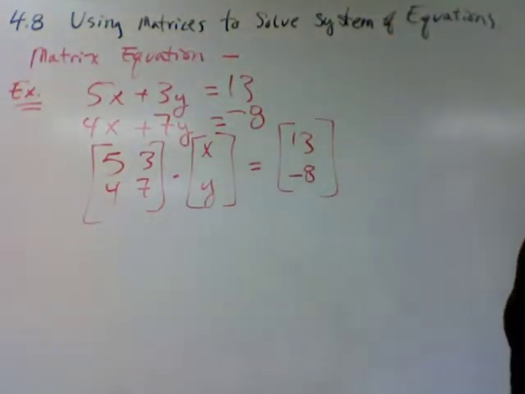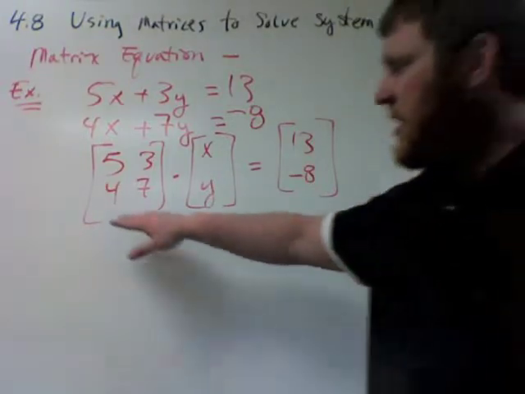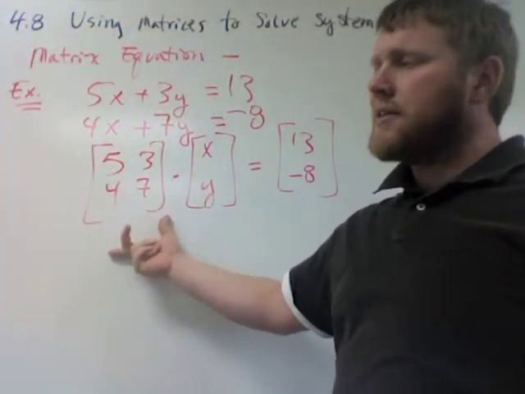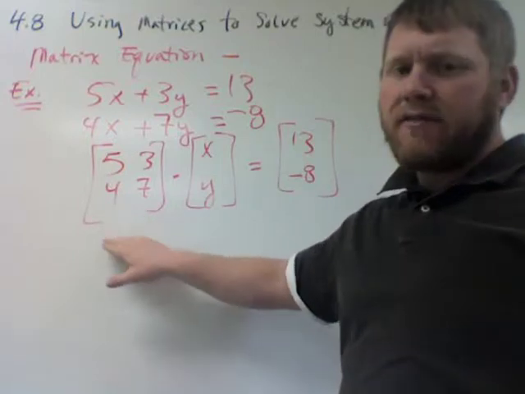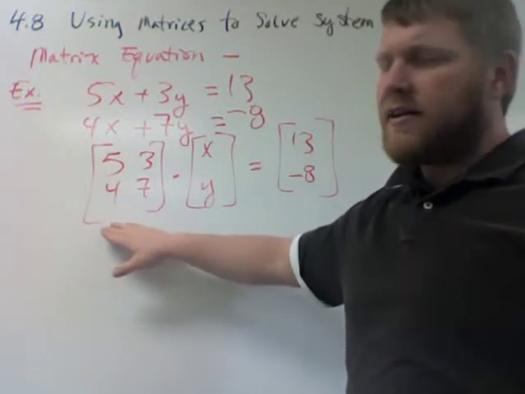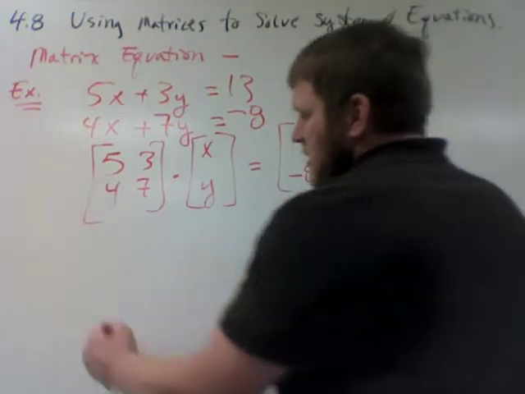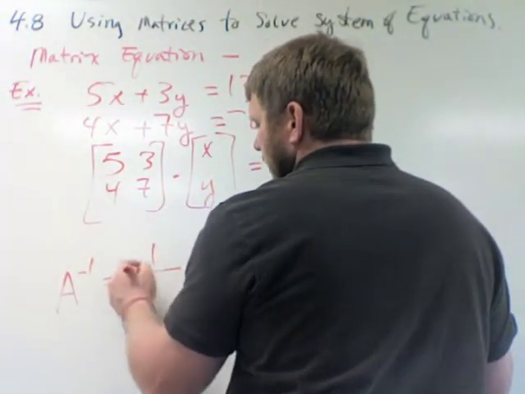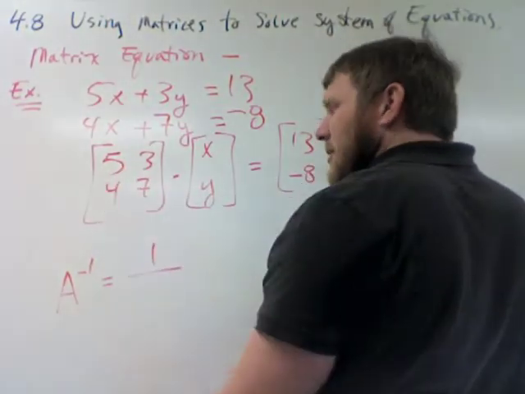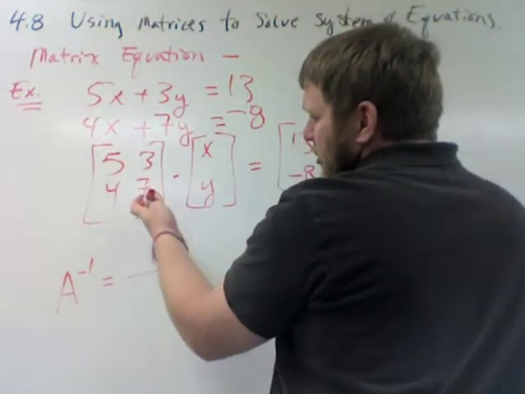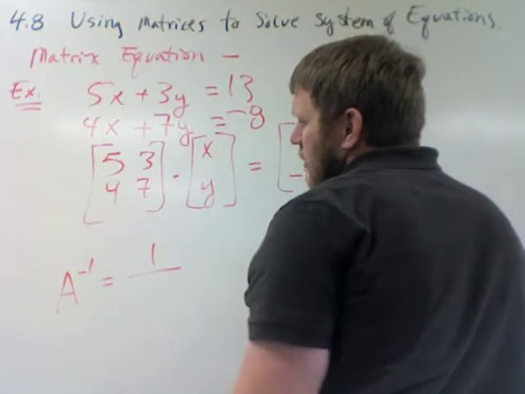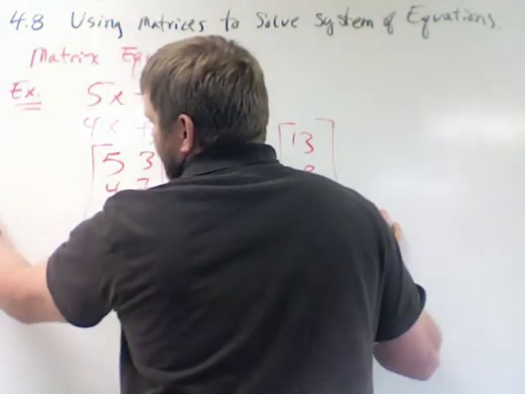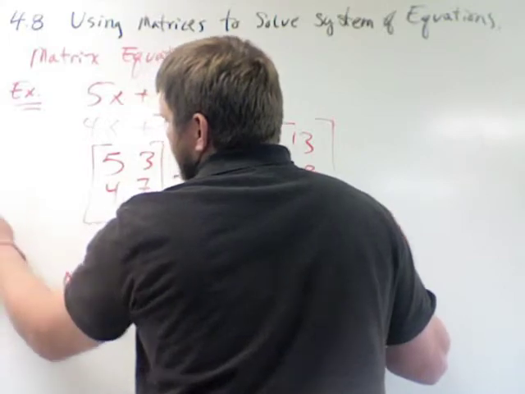Okay, so now my next goal to solve this equation is to find that inverse matrix. I need to find A inverse. So that formula, A inverse equals 1 divided by the determinant of this. Remember, that's 35 minus 12, which is 23.